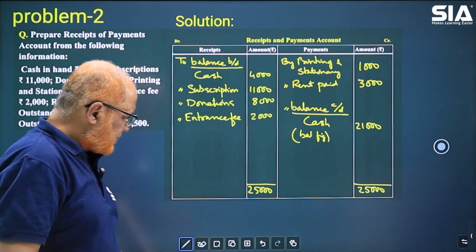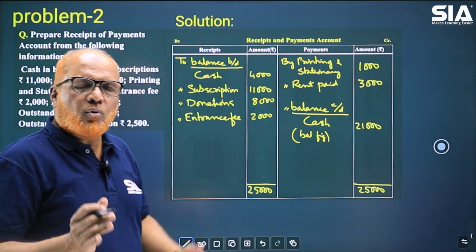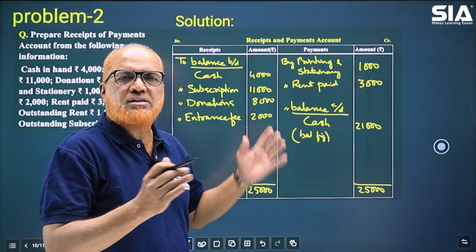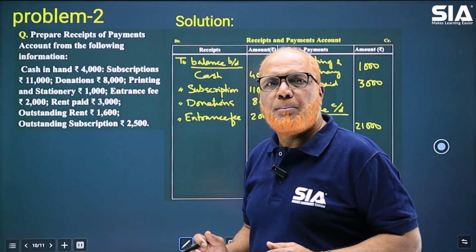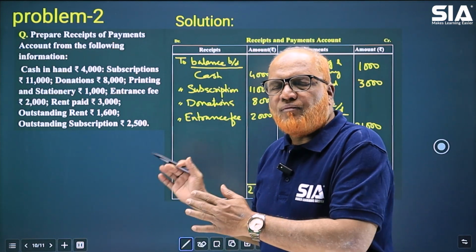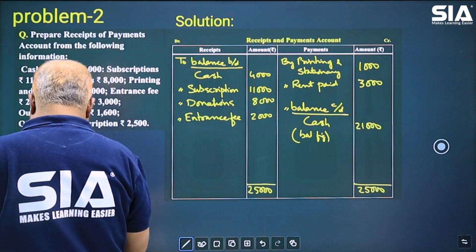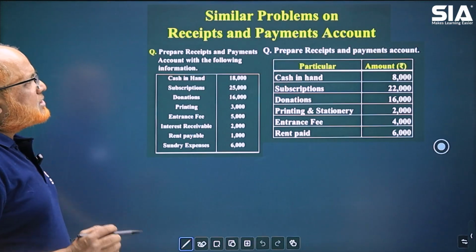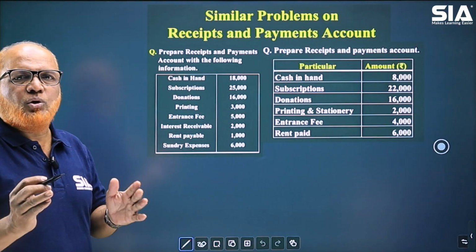That's all. This is the end of the answer to this question. So most often in 4 marks or 5 marks, they will ask this type of short question on receipts and payments account. Apart from these 2 problems, I'll give you similar problems for your practice. Similar problems on receipts and payments account, you can make yourself for your practice.